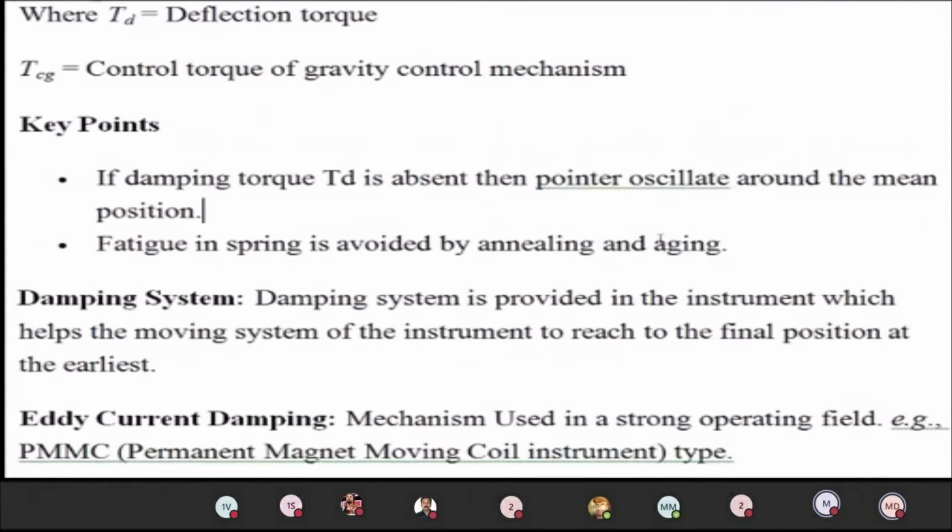The key point to be noted here is that the damping torque is absent. If the damping torque is absent, then the pointer oscillates around the mean position. And similarly, fatigue in the spring is avoided by annealing and aging. So these are a few key points, you may keep them in mind.